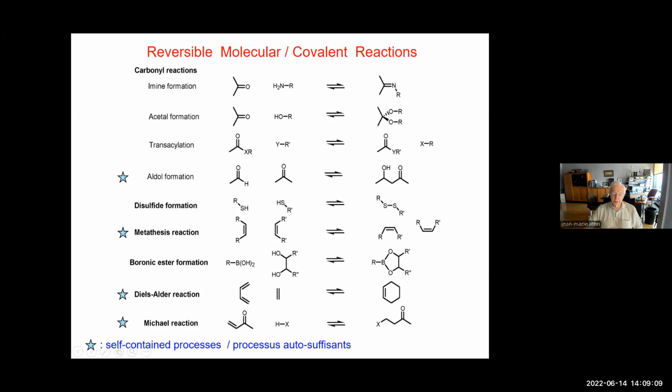I call here self-contained processes the processes with a star. They have in the starting materials and in the product the same atoms. All atoms are present at the beginning and at the end. For instance, if you do an imine condensation between a carbonyl and amine, you lose a water molecule. But in this with a star, you lose nothing. You just get things together, and you just keep the atoms which were present in the starting materials.